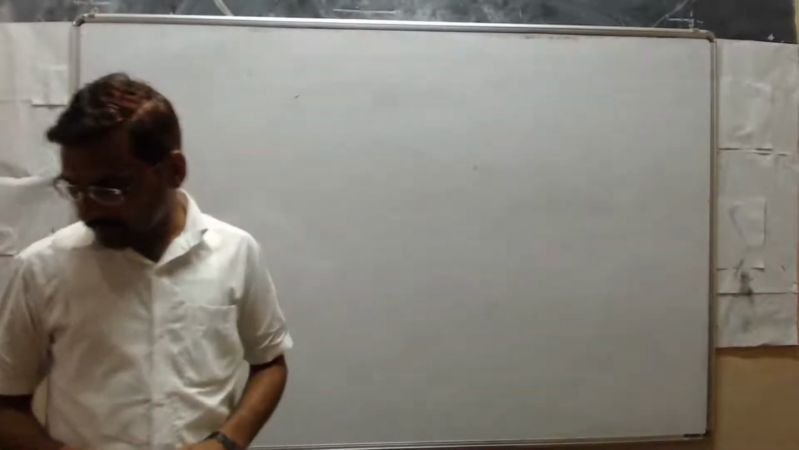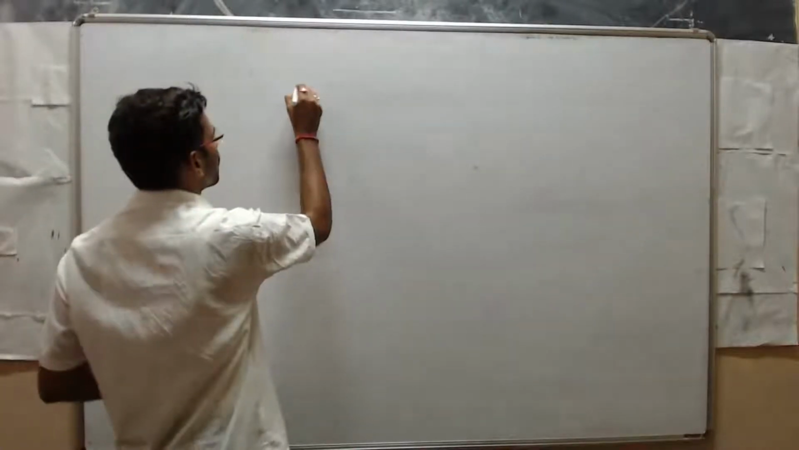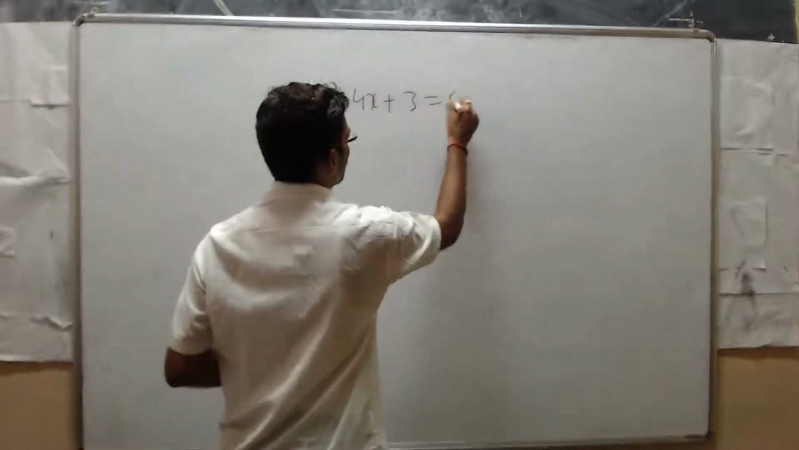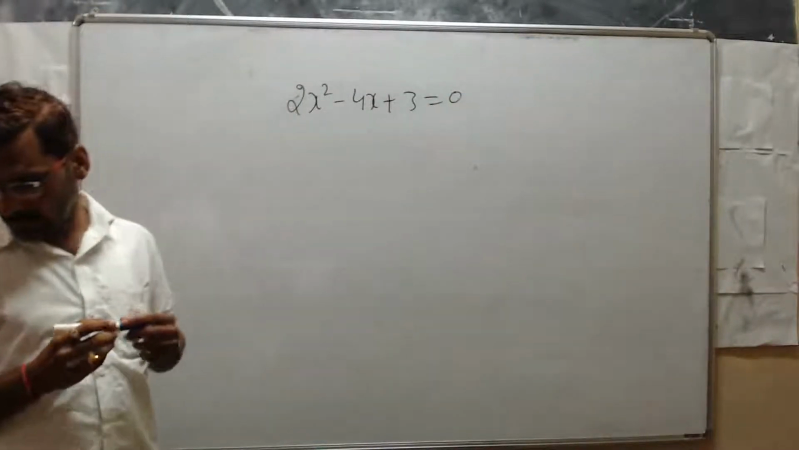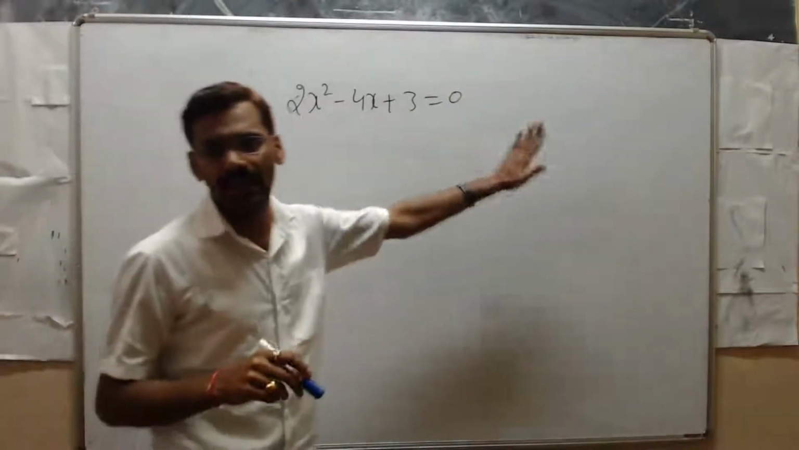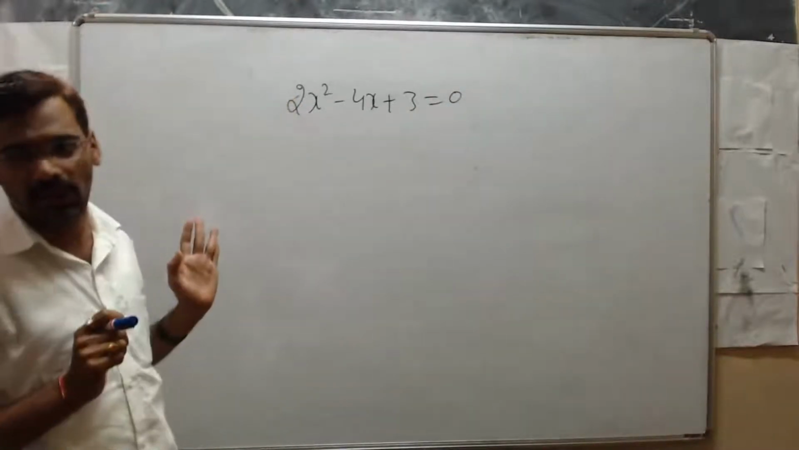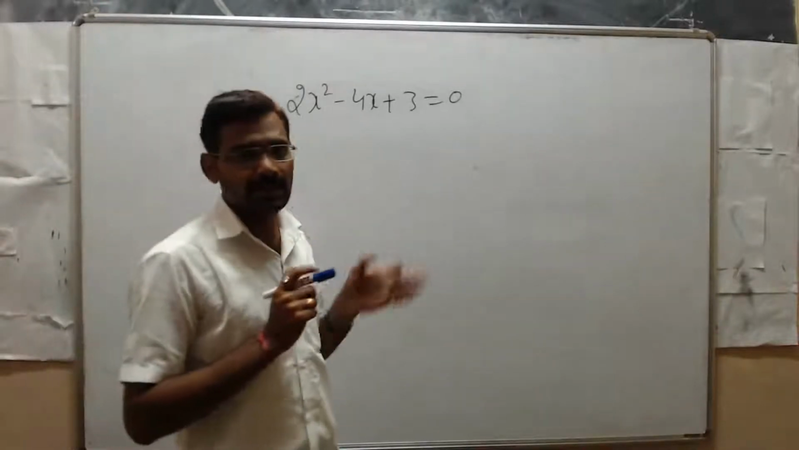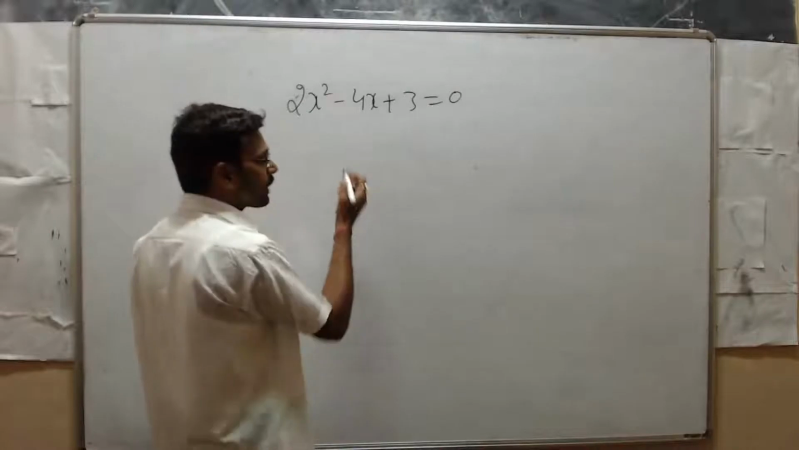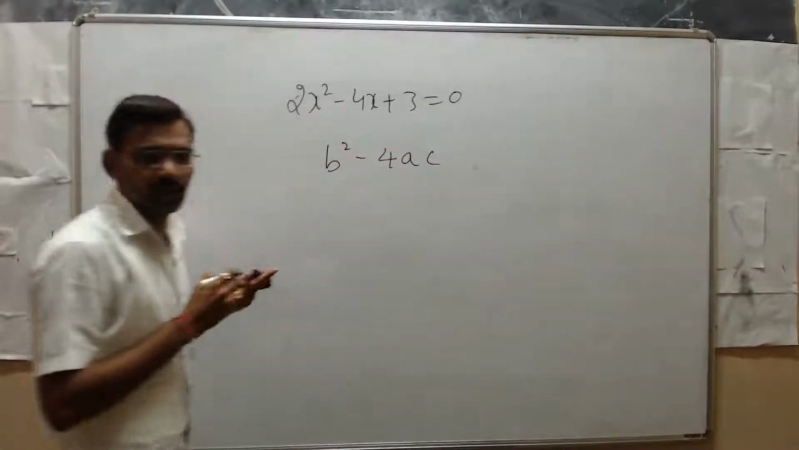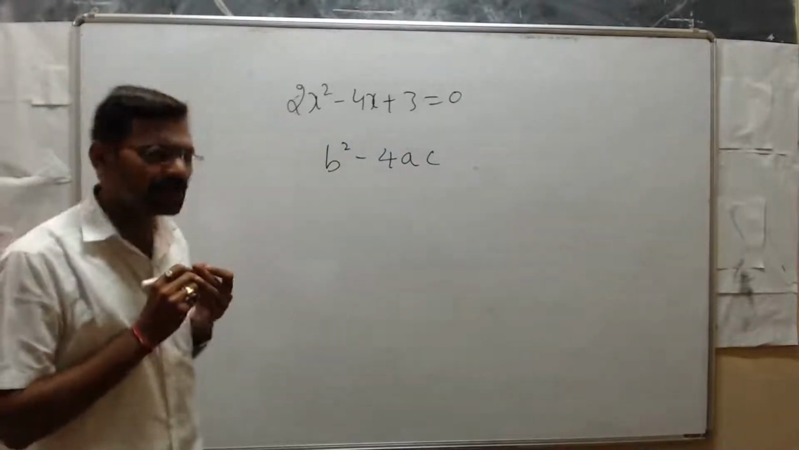First example: find the discriminant of the quadratic equation 2x square minus 4x plus 3 is equal to 0 and find the nature of its roots. First we have to find the discriminant, then the nature. What is the discriminant part? The discriminant part of the quadratic equation is b square minus 4ac.